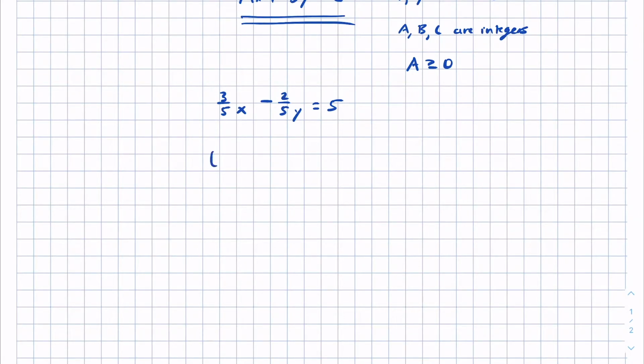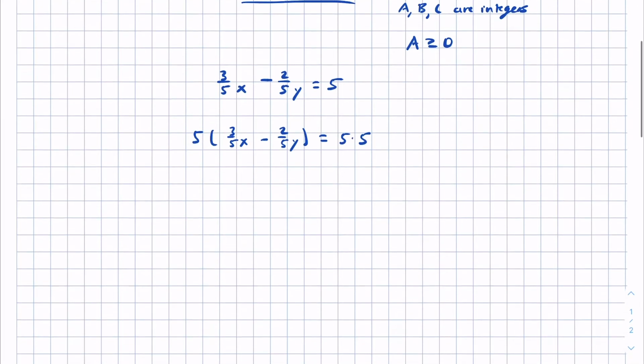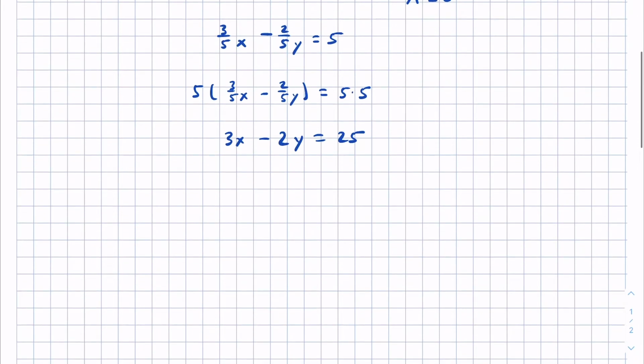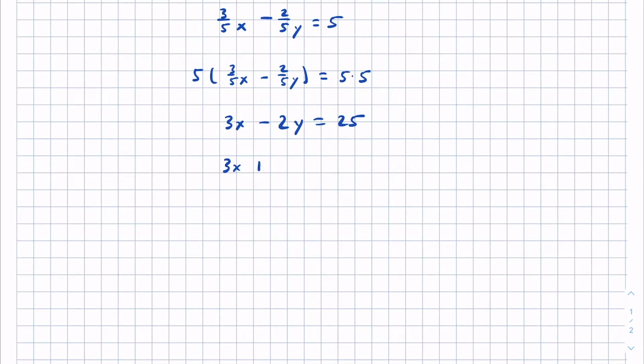So if we multiply this by 5, we have 5 times 3/5 x minus 2/5 y equals 5 times 5. Well, we can use the distributive property here. So 5 times 3/5 is 3x, minus 5 times 2/5 is minus 2y, is equal to 25. And you can think of this equation finally as just simply 3x plus negative 2y is equal to 25. And just a reminder, the standard form of a linear equation is ax plus by equal to c.